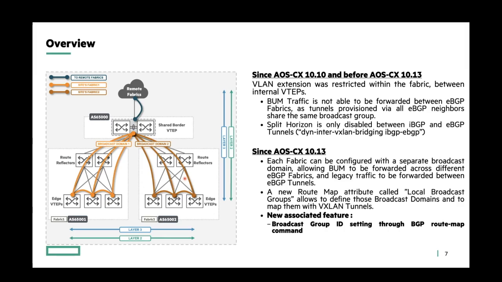So to solve that, we can now configure each fabric with a dedicated broadcast domain, allowing the BUM traffic to be forwarded across different eBGP fabrics and L2 traffic to be forwarded as well between different eBGP tunnels. To do that, the concept of broadcast group ID has been introduced in AOS-CX 10.13 with a dedicated route-map attribute, which has been added as well, and which is called local broadcast groups. This new attribute allows to map VXLAN tunnels to different broadcast domains, and that's what we will see in the next coming slides.